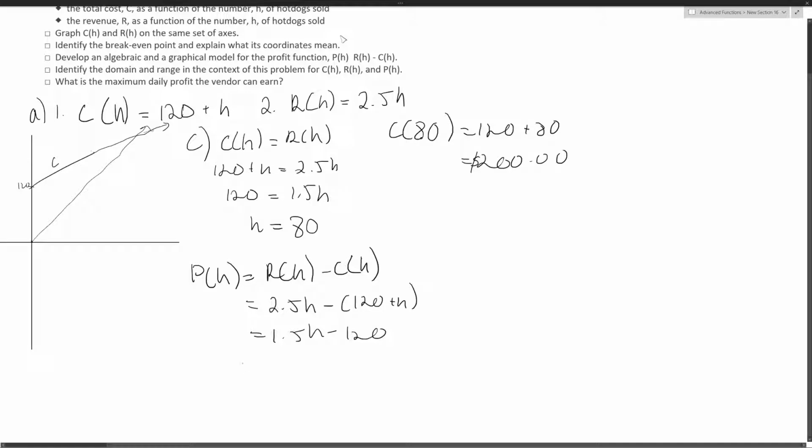It is then asking us to graph it. Either way, we could do that. It'll be starting from negative 120 and then it's going to be going up by 1.5. Should be even less steep than that one over here. So it's going to go like that.